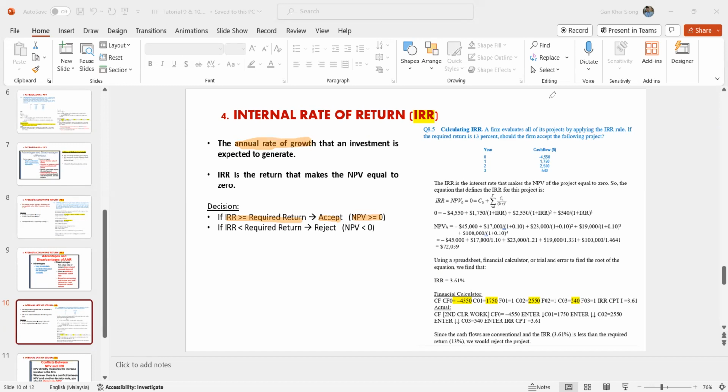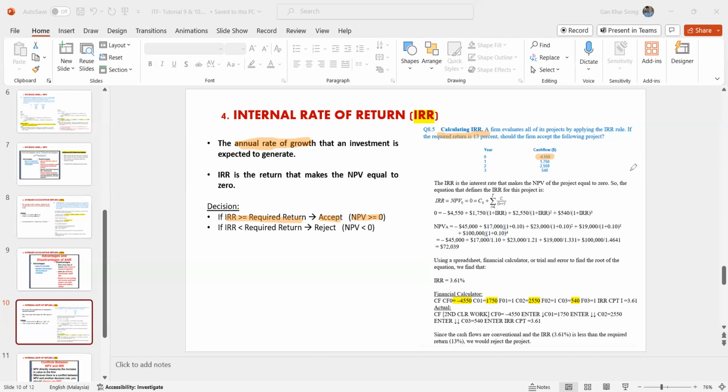Again, do we need to use any manual calculations? No. Remember for NPV and IRR, you do not use the manual methods, but you use the financial calculators. A firm evaluates all of its projects by applying the IRR rule. If the required return is 13%, should the firm accept the following project? Now you are being given this cash flow. The difference in today's class is that in year 0 you spend money, so there will be a negative cash flow. When you key into your financial calculator, remember to key in the CF0 with a negative sign.